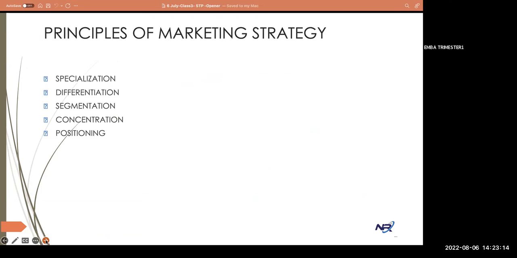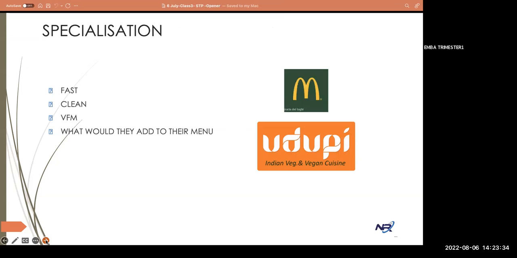So having done all this conversation, we are now looking at market strategy, which is about specialization, differentiation, segmentation, concentration, and positioning. What are all these things and how do we start working on it? Look at the specialization of McDonald's and this Udupi chain of restaurants. What do they say? We are fast, we are clean, and we are value for money. Simple like that, right?